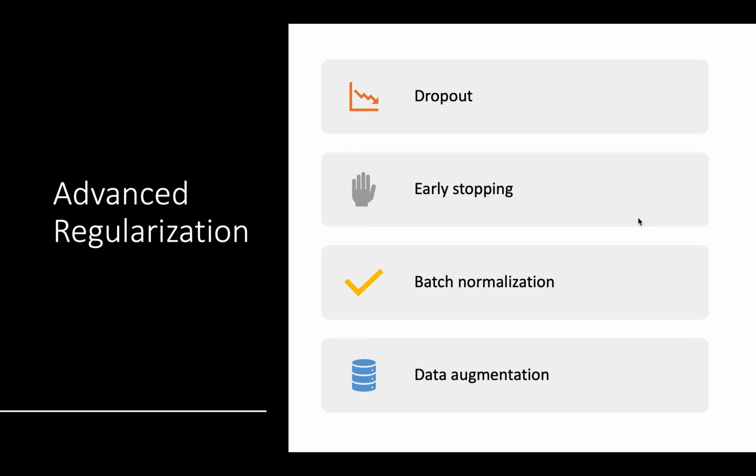Early stopping is another approach, and it is a way to train your neural network by saving the preliminary model after every epoch and assessing the performance of the preliminary model on the validation set.